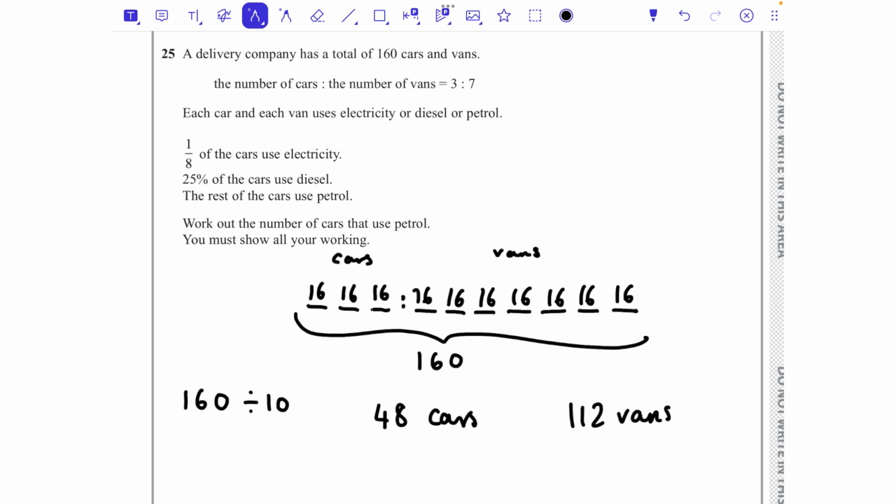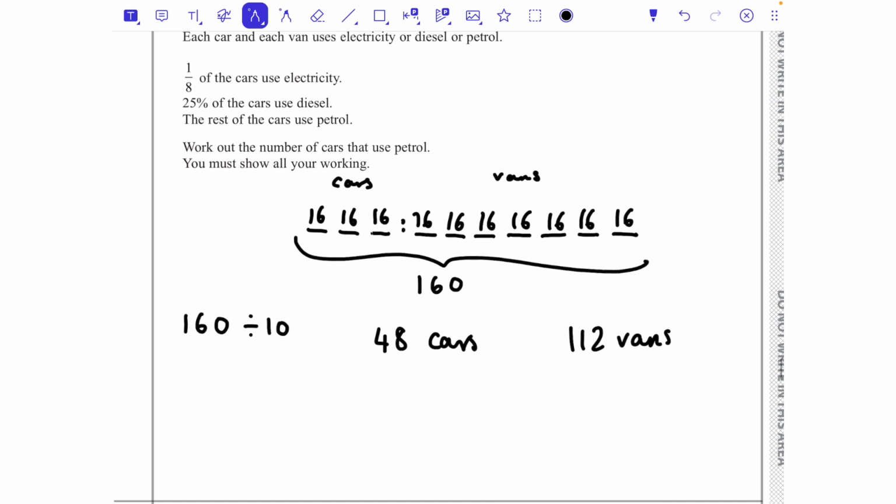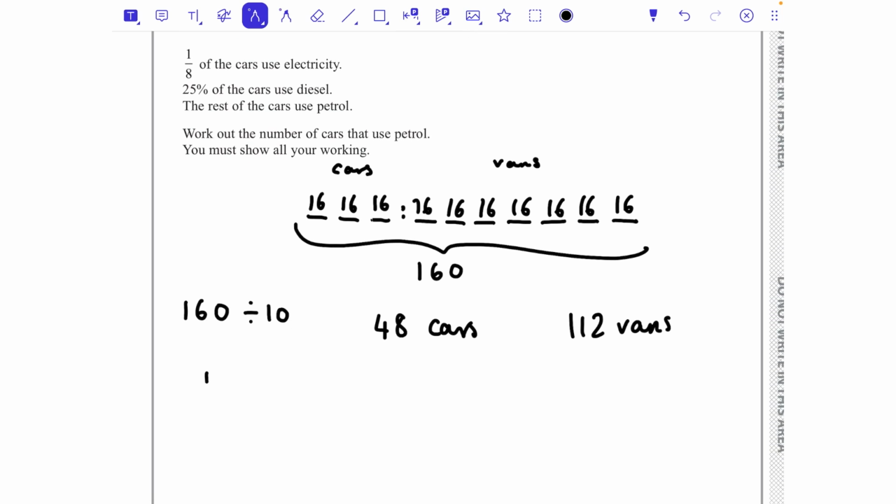Wonderful. It then says each car and each van uses electricity or diesel or petrol. 1/8 of the cars use electricity. So we need to do 1/8 of 48. Now I've not done a single foundation paper where we haven't had to do a fraction of an amount at some point. And to do that, we divide by the bottom and then times that answer by the top. But of course, if it's just a 1 on the top, it just stays the same. 48 divided by 8 is 6. So 6 cars are electric.